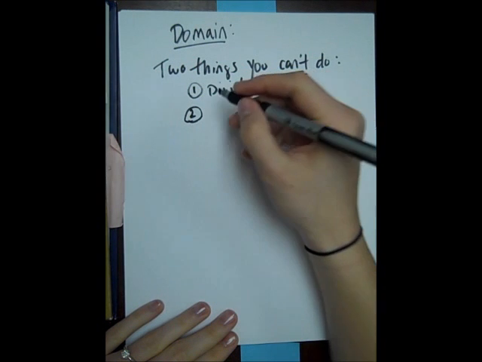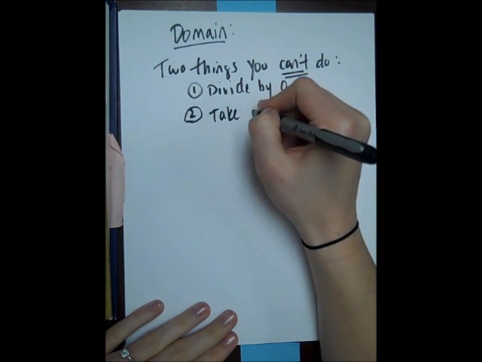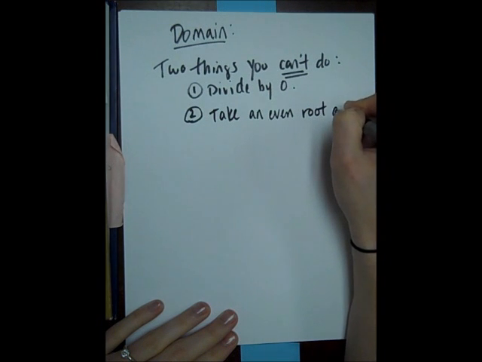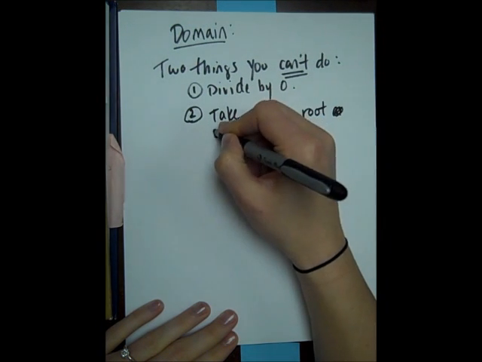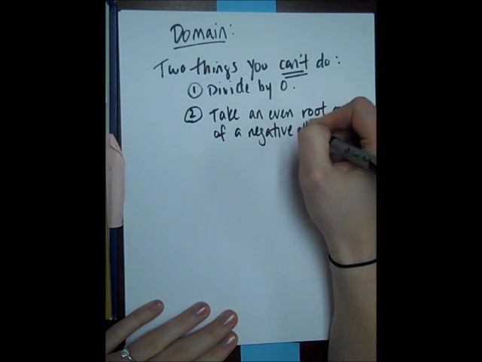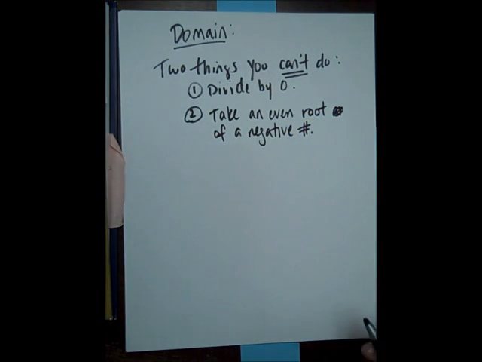Second thing you can't do is take an even root of a negative number. So those are the only two things you can't do. Can't divide by 0, can't take an even root of a negative number. So that would be something like the square root of negative 1 or the fourth root of negative 2. Any even root, so 2, 4, 6, can't do that of a negative number.